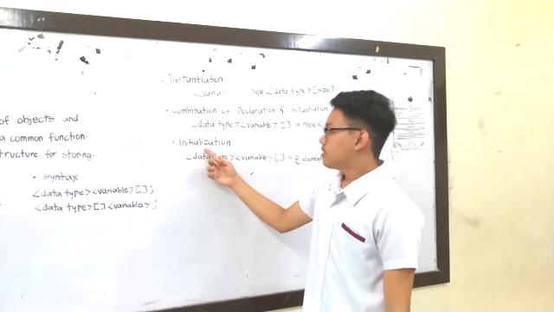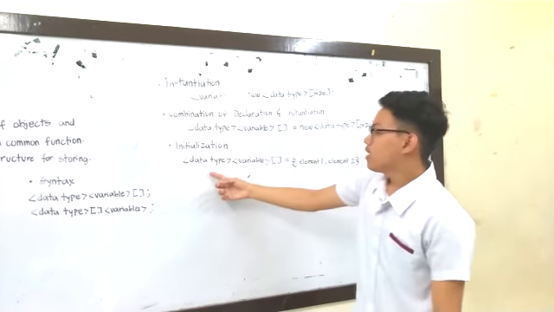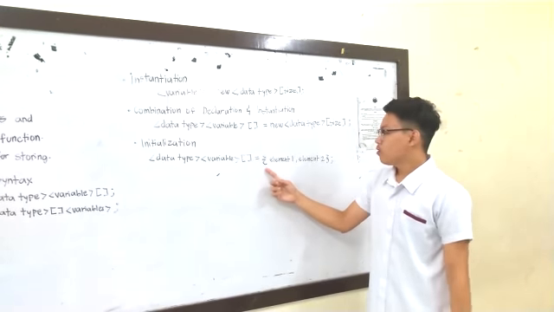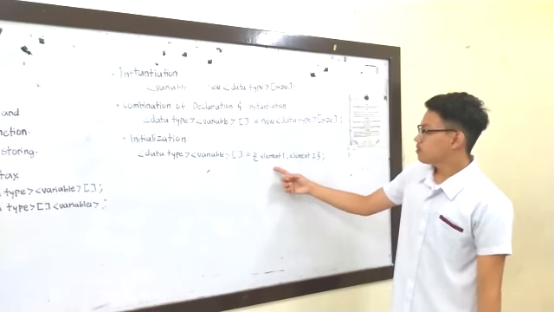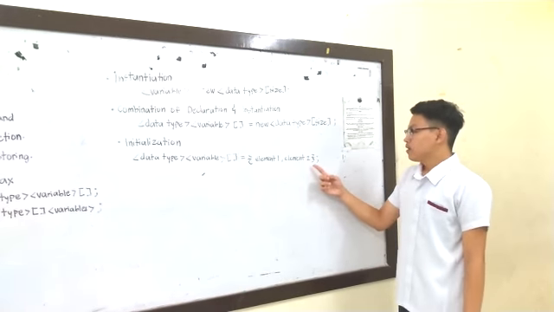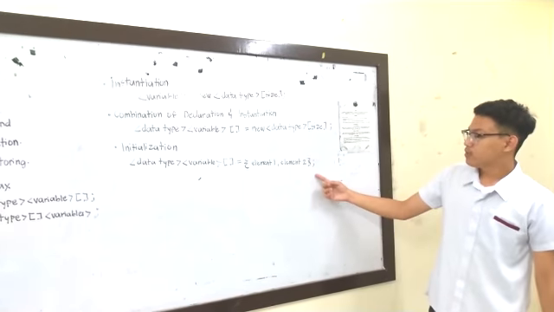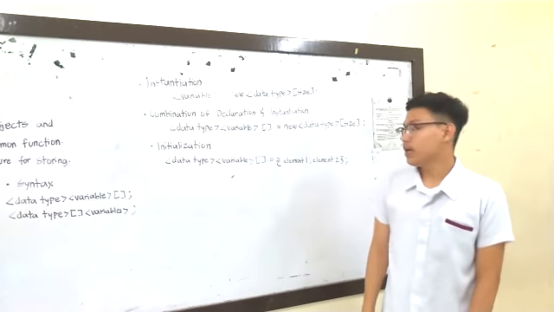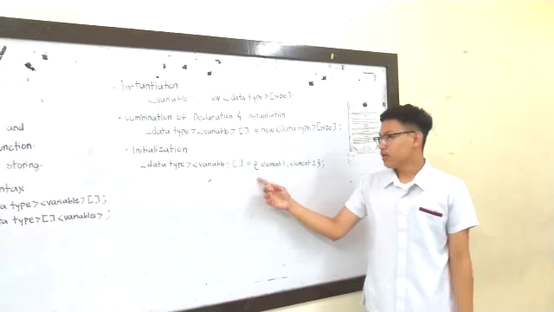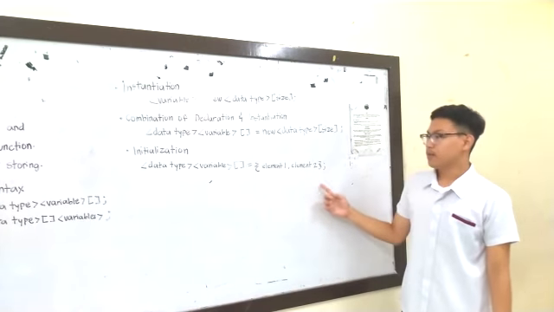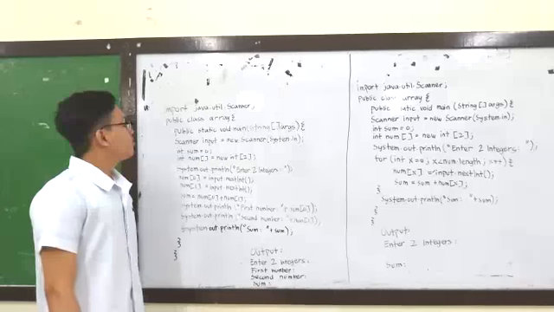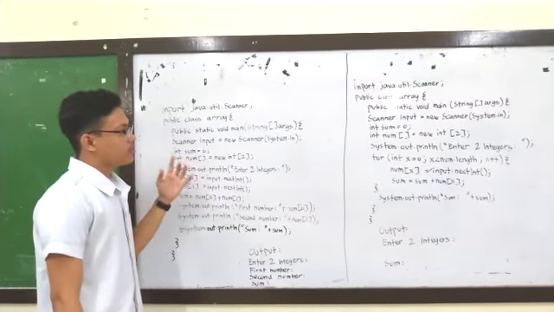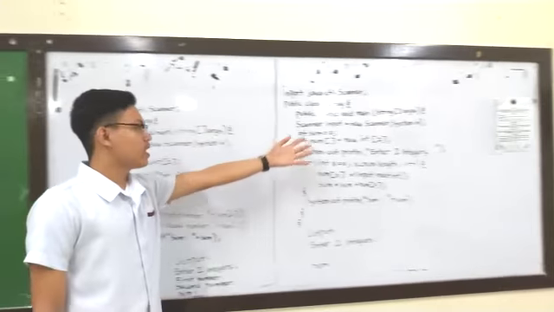Lastly, the initialization: data type, variable, open and close bracket equals open curly braces, element 1, element 2, and close curly braces and ends with semicolon. Ang ginagamit po sa initialization ay ang pag-input po ng mga elements na magagamit sa array. Sa topic natin na array, meron po tayong dalawang example, dalawang method: the long method and the short method.